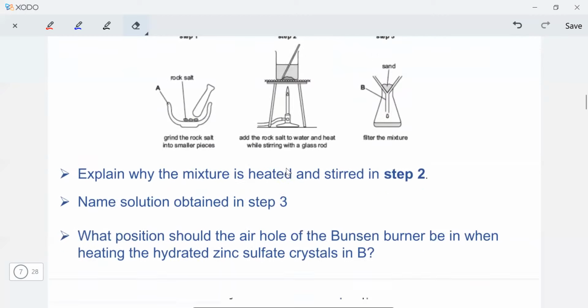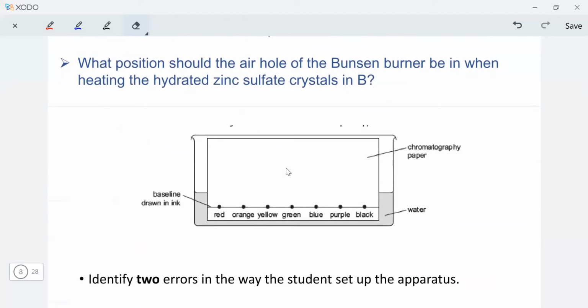Then here, this is chromatography. Identify 2 errors in the way the student set up the apparatus. Here, as we can see, we have 2 major mistakes in the chromatography. The first mistake is that the baseline is drawn in ink. The second problem is that the spots are below the solvent level. So these are 2 common mistakes: the baseline should be drawn in pencil, not ink, and it should be above the solvent level.